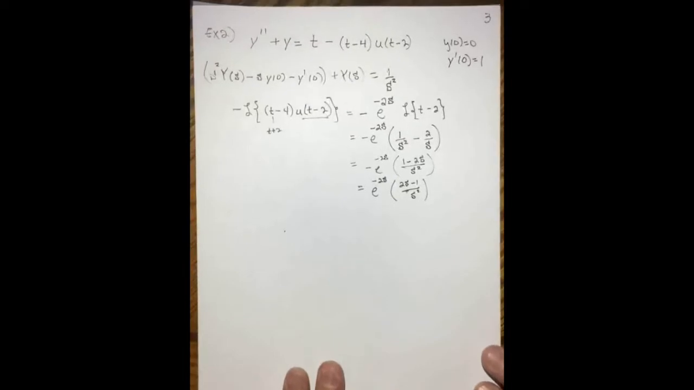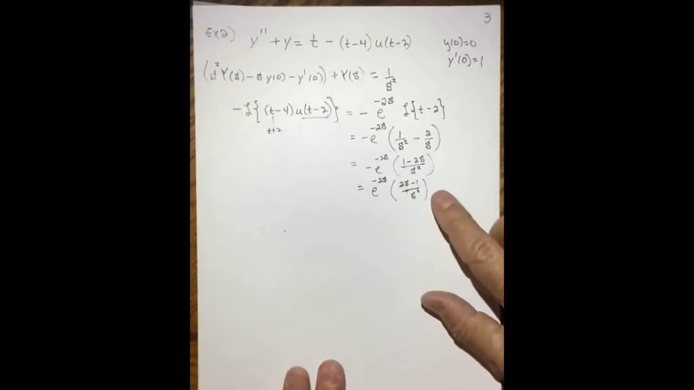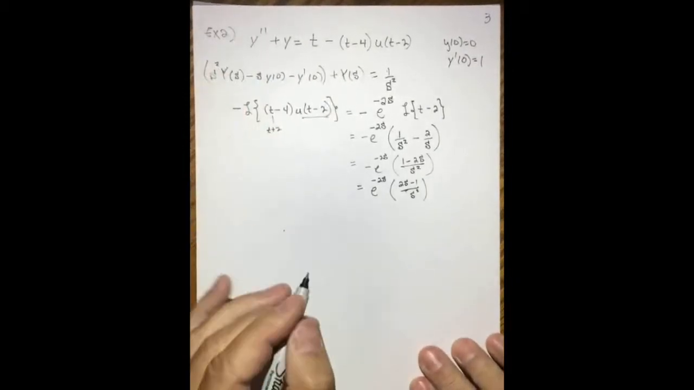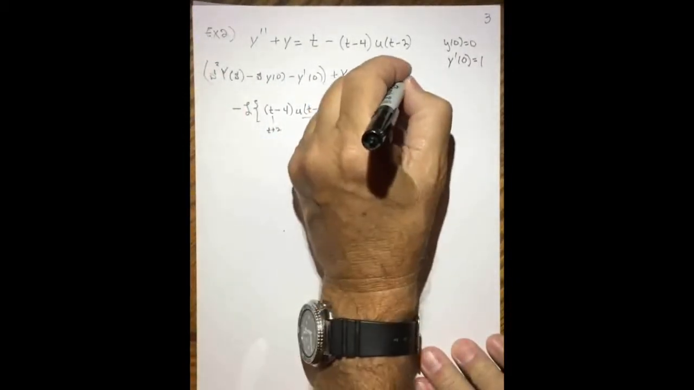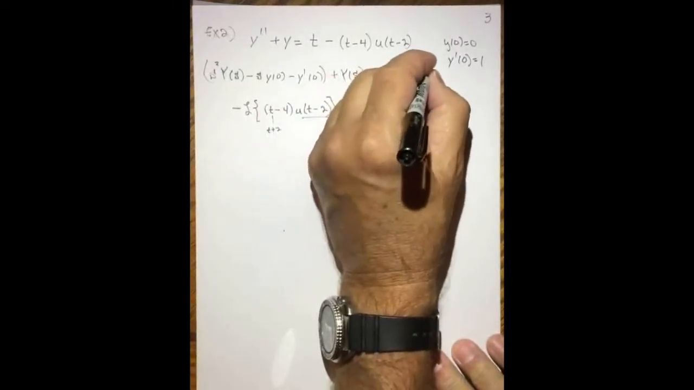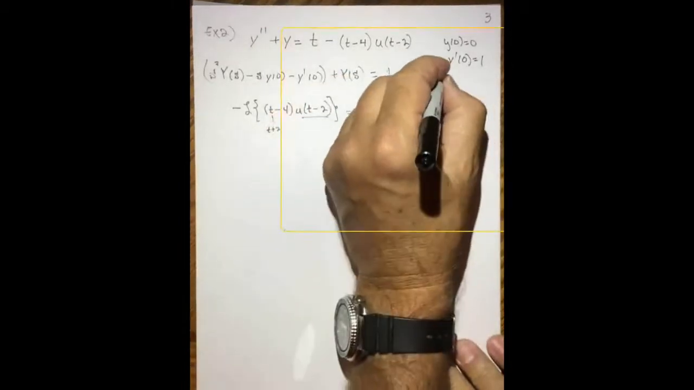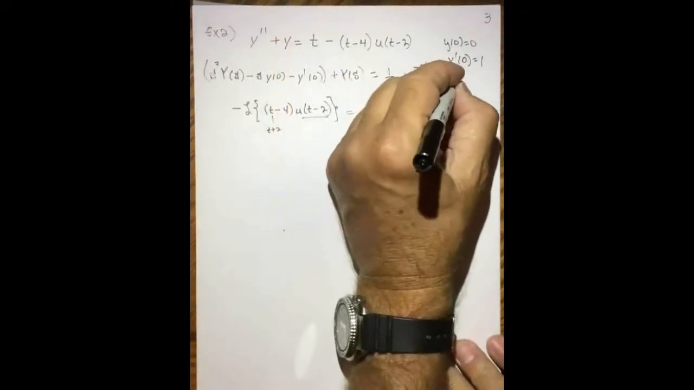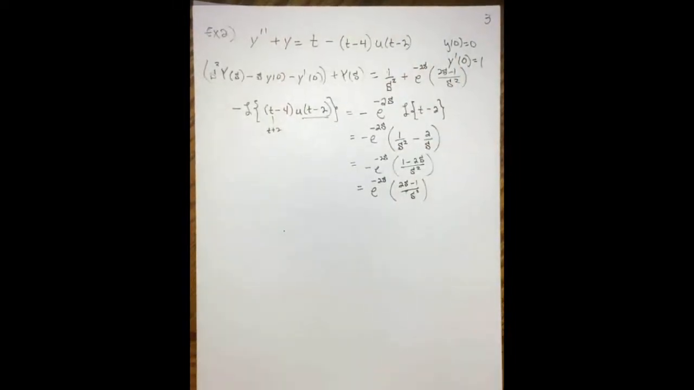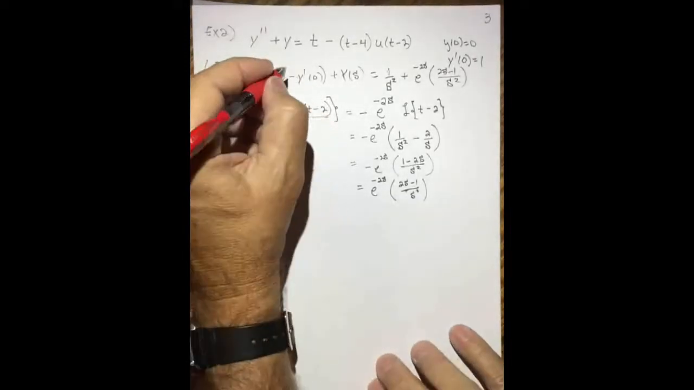So that's what's going to be the Laplace transform of the portion of the forcing function that's stepped. So right up here, I'm going to have a plus e to the minus 2s times 2s minus 1 over s squared. All right, now before we go any further, make sure you got that. Now let's use our initial conditions.